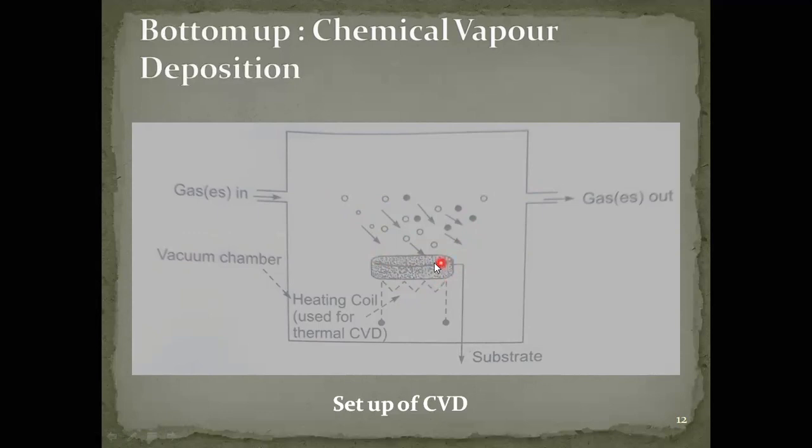Then the process we have to do is heat the substrate by means of the coils. When you heat the substrate, both the gases which are coming inside and the substrate will be at the same or almost the same temperature, and the substrate will be in a position to hold the gas molecules. That's the main thing. We are using the heat coils here.